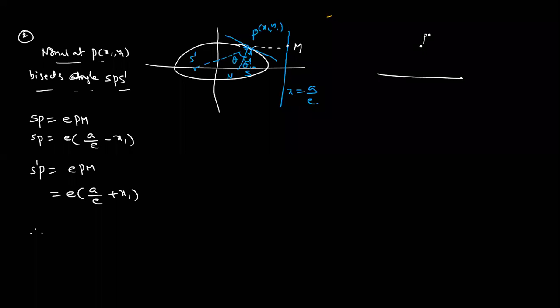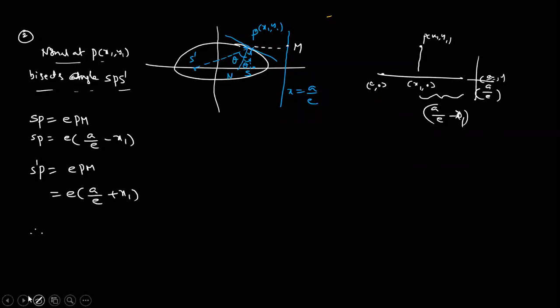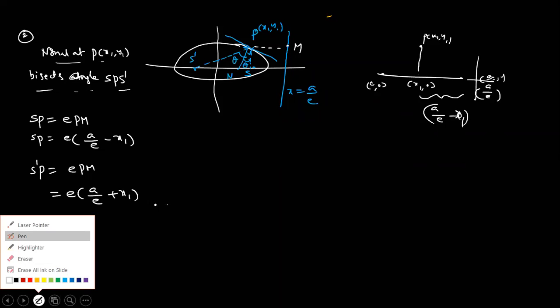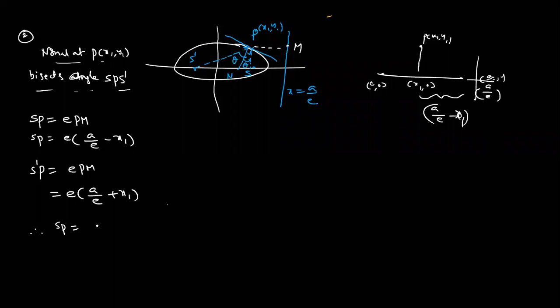Then explain a simple method. See (x1, y1), dear students. This is (x1, 0). This is the origin. This is (a by e, 0). So this distance is how much? a by e minus x1. That is the PM. Fine. So therefore SP is how much? a minus e x1. S dash P is how much? a plus e x1.